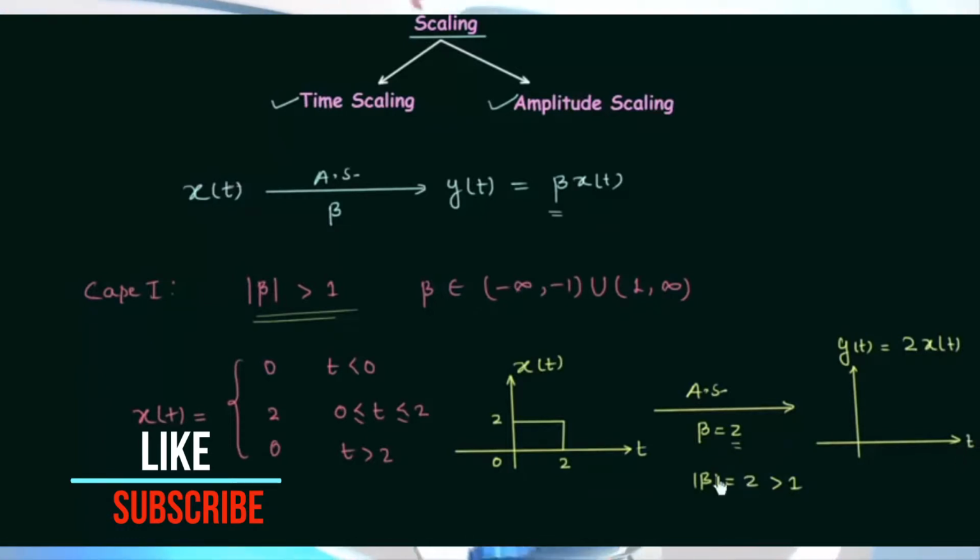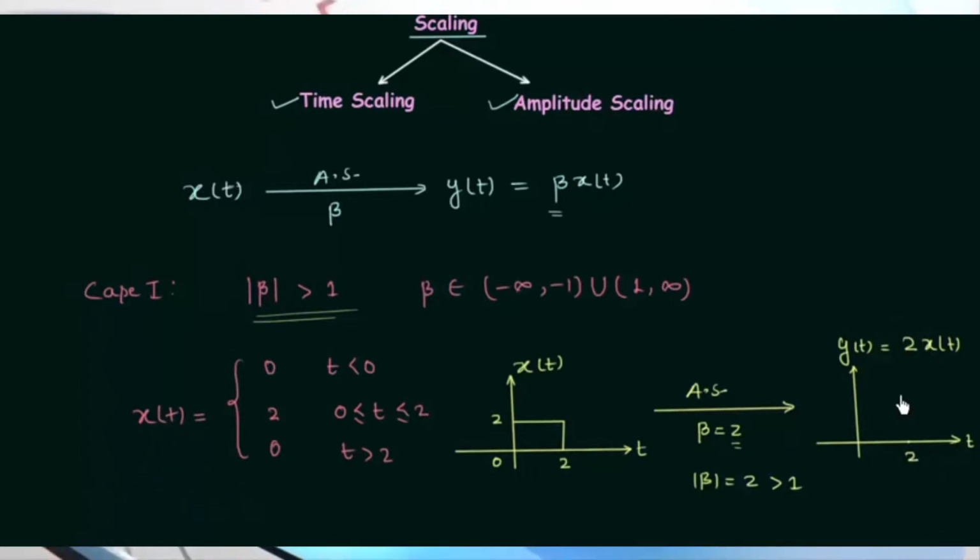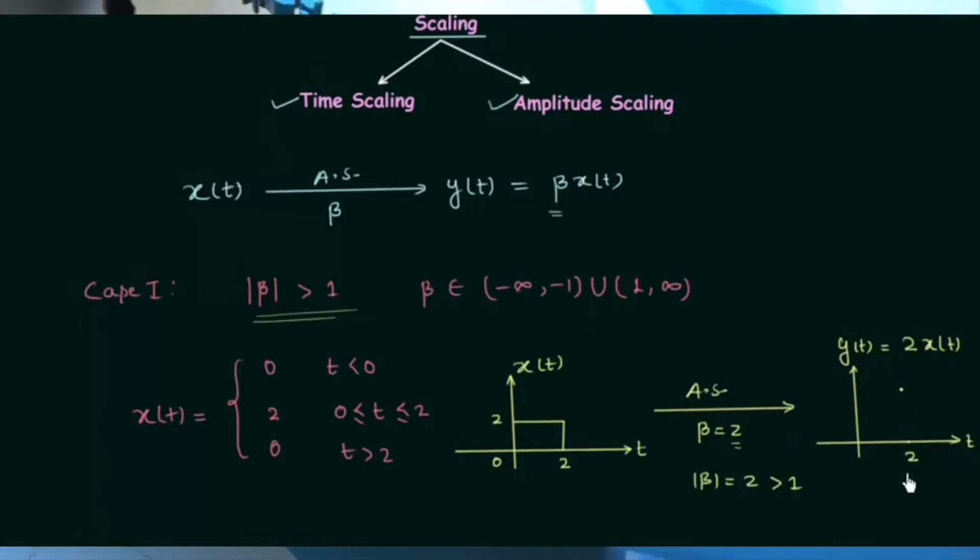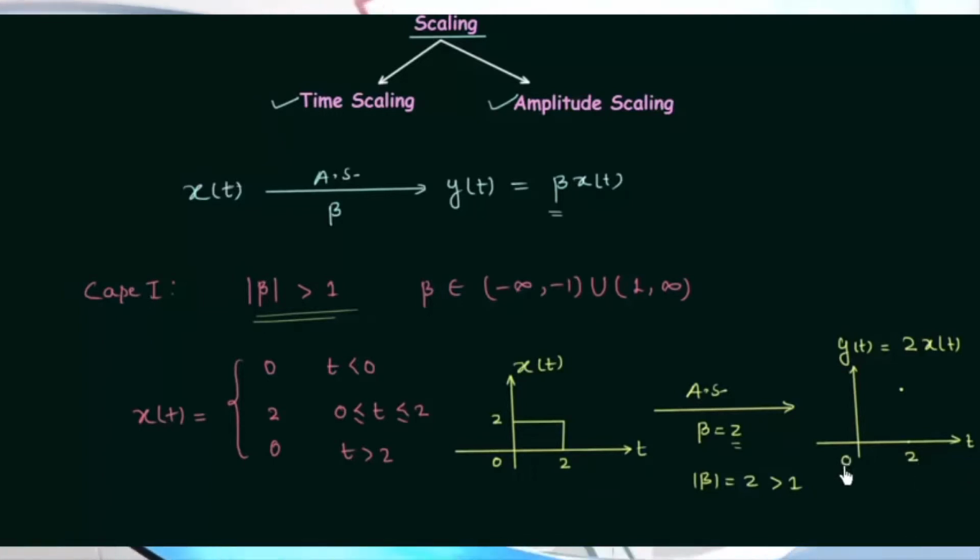When time t is equal to 2, you can see x(t) is also equal to 2. So when time t is equal to 2, x(t) is 2, and 2 multiplied by 2 is equal to 4. So we have 4 as the value of y(t) at time t equal to 2. When time t is equal to 0, you can see x(t) is equal to 2, and 2 multiplied by 2 is again equal to 4. And during this time interval also, y(t) is equal to 4. So this is how y(t), the resultant signal, will look.